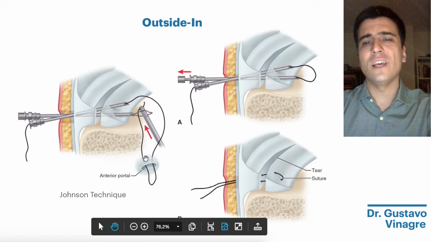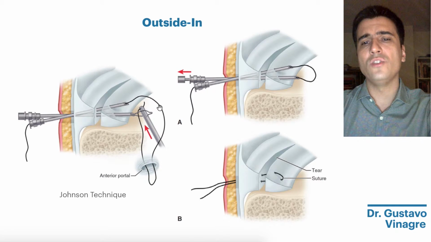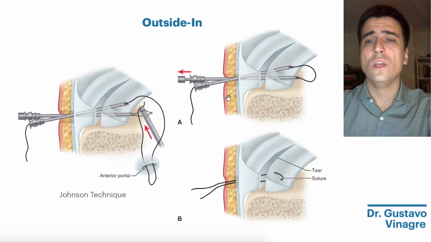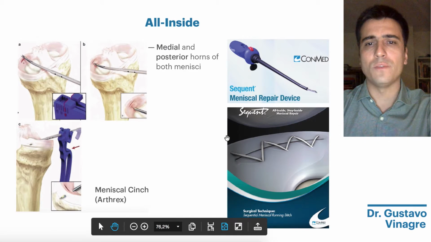So in the outside-in technique, you can grab the meniscus with two spinal needles, and you pass one suture and retrieve it on the other side. So you do an outside-in technique, as you can see here, and you knot the tie outside the capsule.